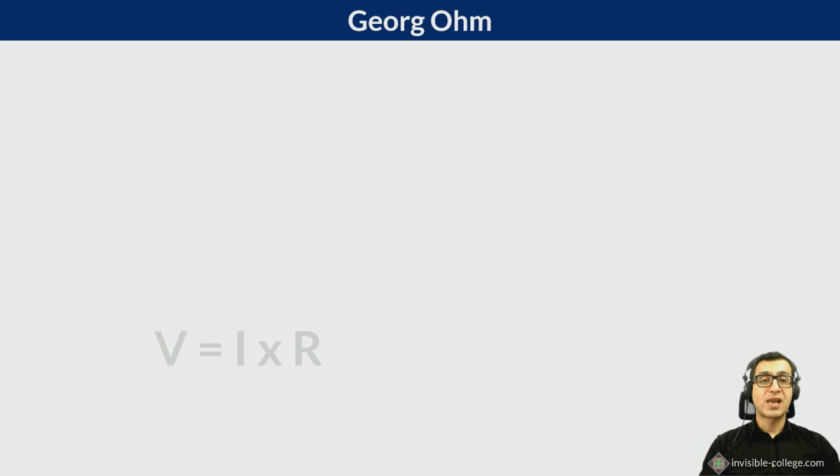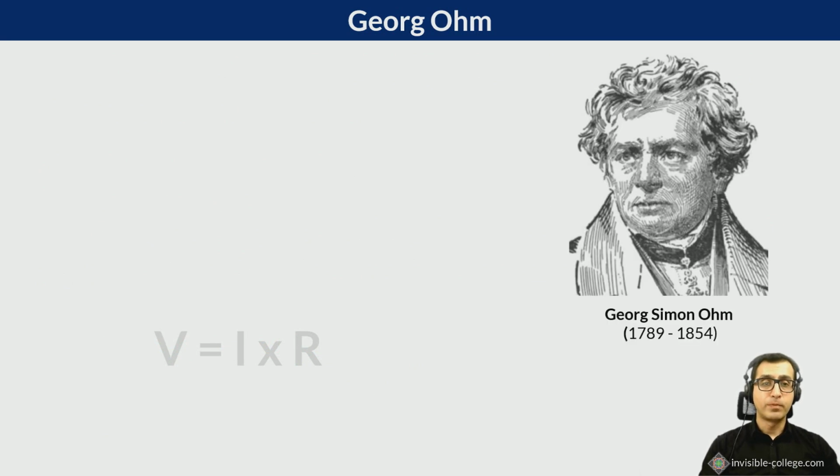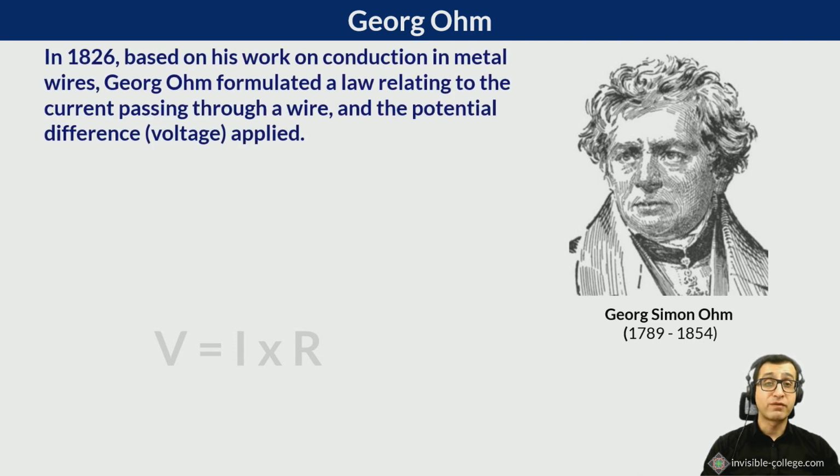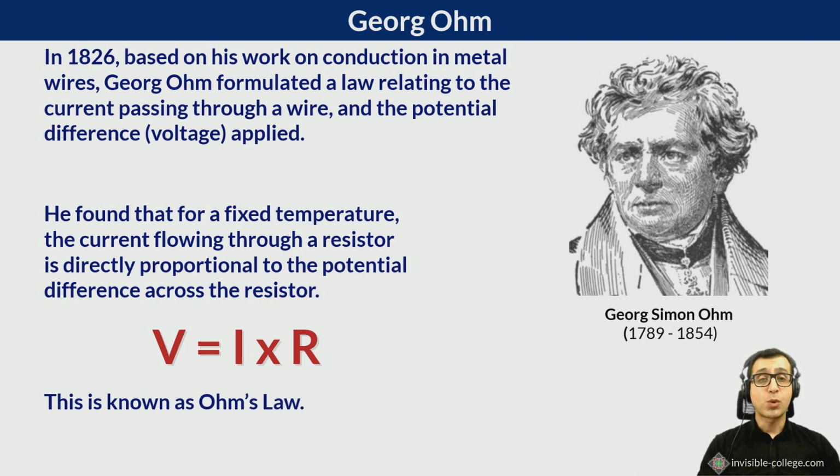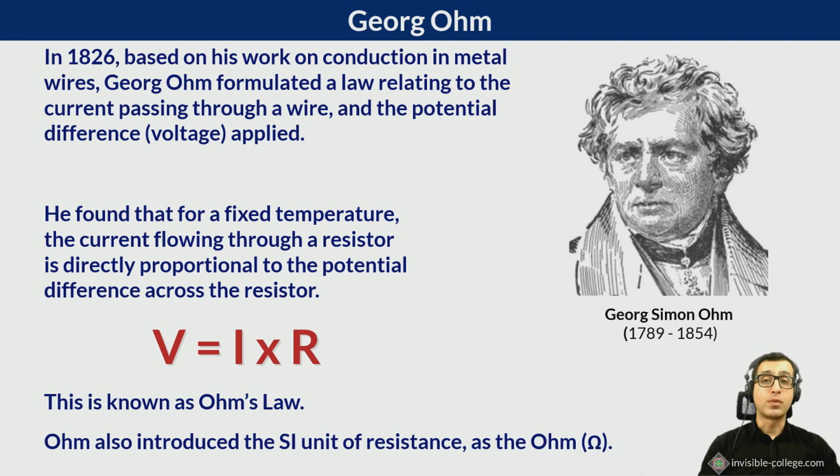So the ohm was named after this gentleman here, Georg Simon Ohm. In the mid-1800s, he based his work on conduction in metal wires, and he formulated a law which related the current passing through a wire and the potential difference or the voltage applied across the wire. So he found that for a fixed temperature, the current flowing through a resistor is directly proportional to the potential difference across the resistor. So voltage is equal to current times resistance, and this became known as Ohm's law. Ohm also introduced the standard unit of resistance, the ohm, and again we use the Greek symbol omega to denote the ohm.